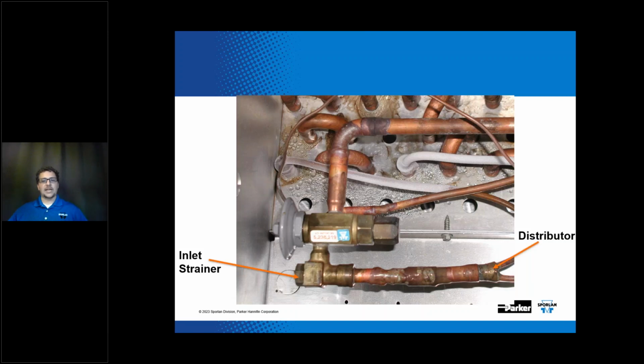All right, one of the last slides here is another installation issue. This TEV was actually installed backwards. You can see the strainer, which is the inlet of the TEV, is actually installed on the outlet of the valve here on the distributor side. So that strainer is not protecting the TEV from being plugged up by contaminants.